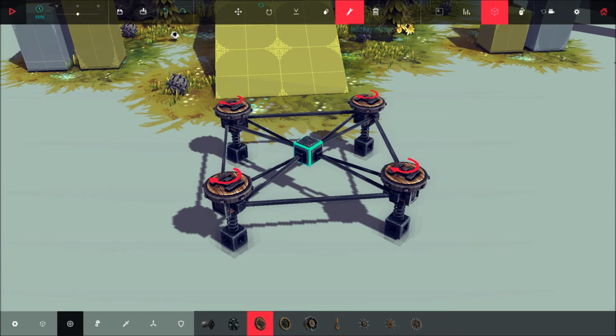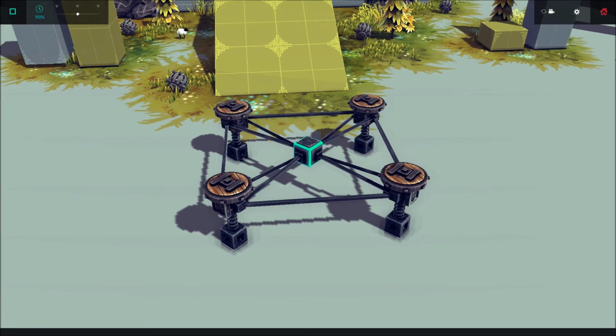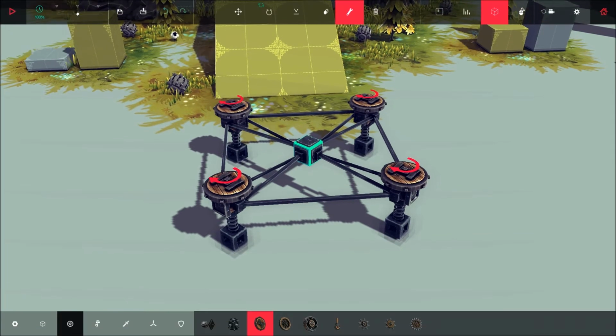Now it's important to note that forward is the direction that the arrow is pointing on the wheels, so if I press play and hit J, they'll all spin this way, which, as you can see, is causing it to spin left, and L spins them the other way, counter to where the arrow is facing.